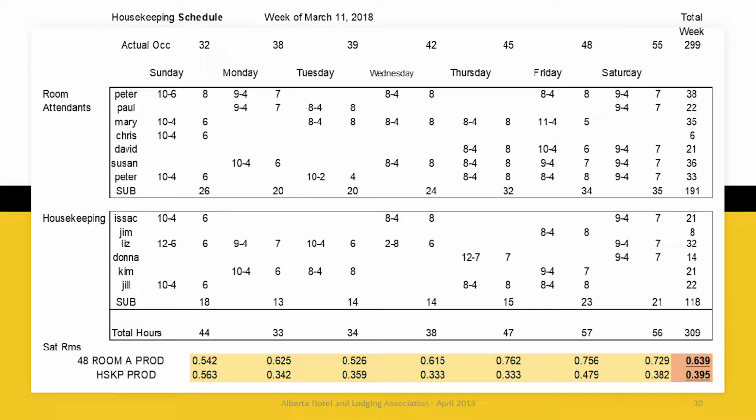This is a standard schedule that probably most of you already have. Here we have the room attendants. Here we have the housekeeping staff. It's not a very big hotel, 75 rooms. And I have my occupancy across the top every single day. I have a subtotal for the hours that are worked. I have the shifts that I've scheduled people. I have the total number of hours scheduled for the week. The same for the housekeeping department.